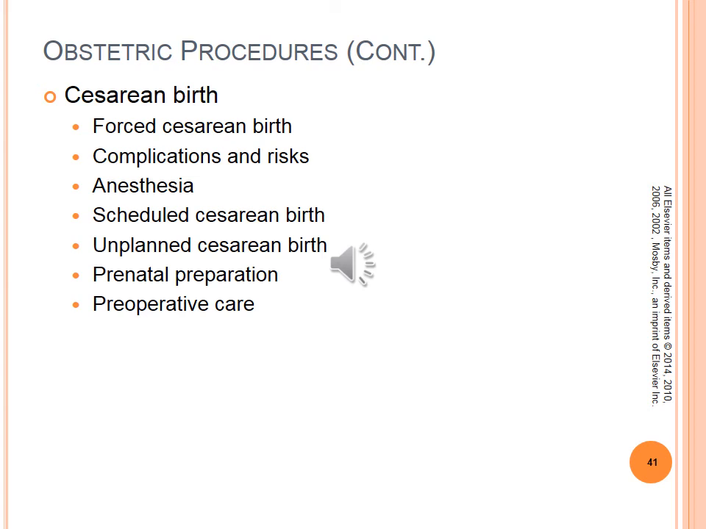Under cesarean birth, we need to discuss forced cesarean birth, complications and risk, anesthesia, scheduled cesarean birth, unplanned cesarean birth, prenatal preparation, and perioperative care. This information is in your text, page 471. We will discuss this in class.